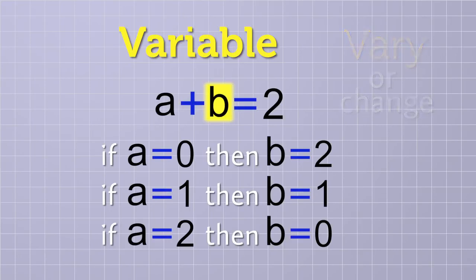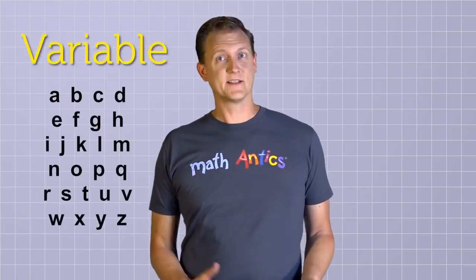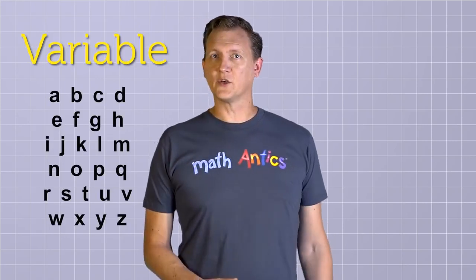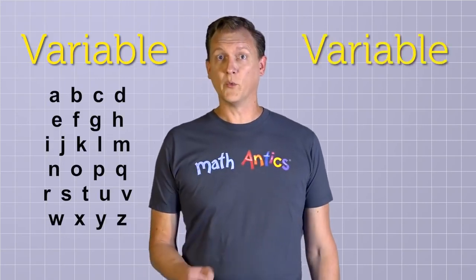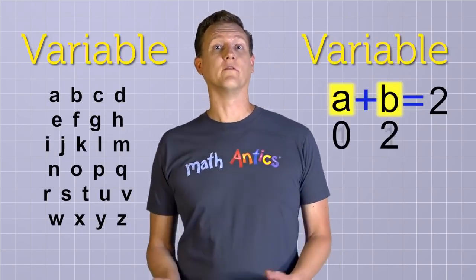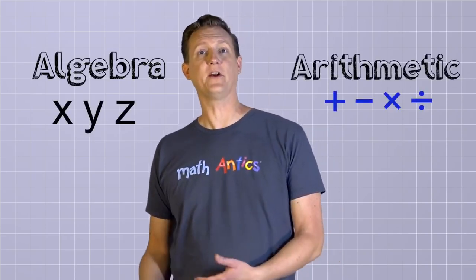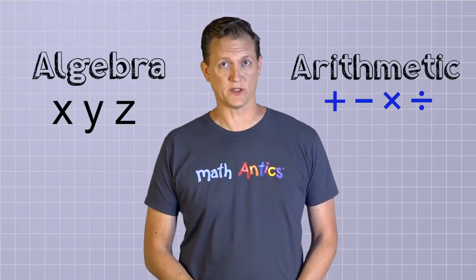In fact, in this equation, both a and b are variables because their values will change depending on the value of each other. Actually, it's really common in algebra to refer to any letter as a variable, since letters can stand for different values in different problems. But at Mathematics, we'll usually just use the word variable when we're talking about values that can change or vary in the same problem. All right, so far we've learned that algebra is a lot like arithmetic, but that it includes unknown values and variables that we can solve for in equations.